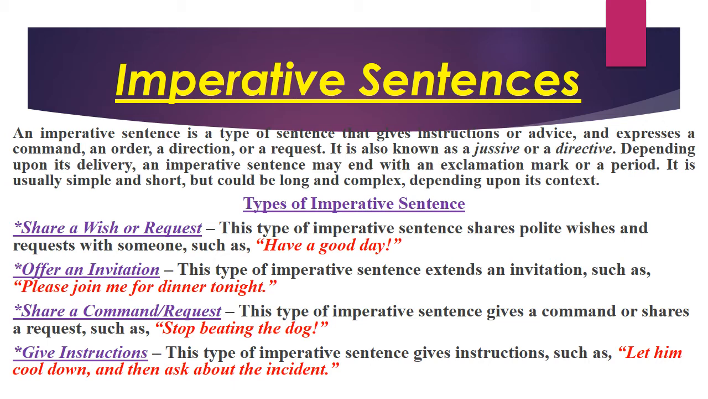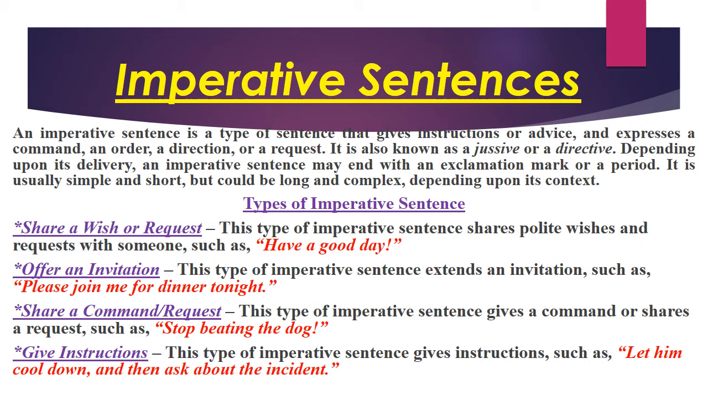The types of imperative sentences. First one, share a wish or request. So to share a wish or request, we use imperative sentences. This type of imperative sentence shares polite wishes and requests with someone, such as have a good day. So if there is a wish to deliver or if there is a request, we can use imperative sentences. See the example, have a good day.